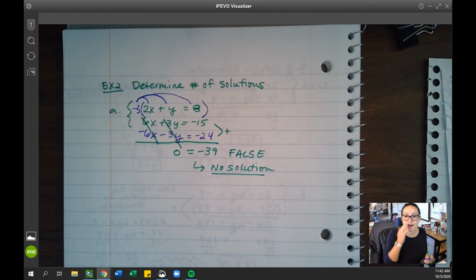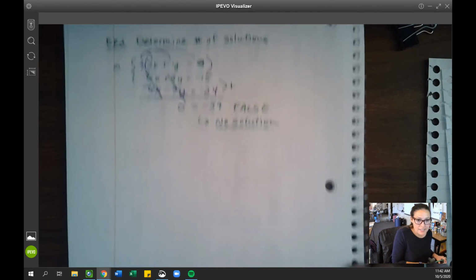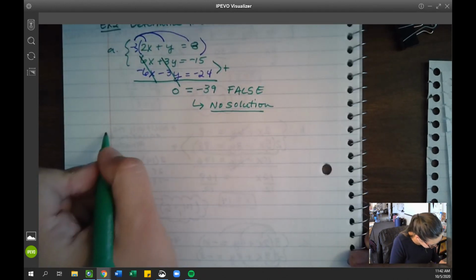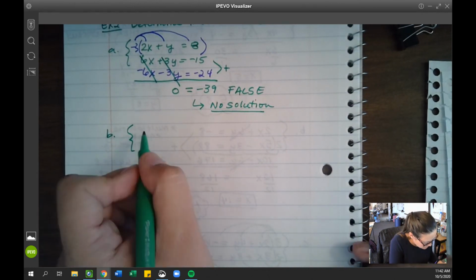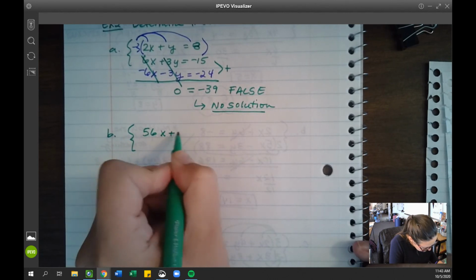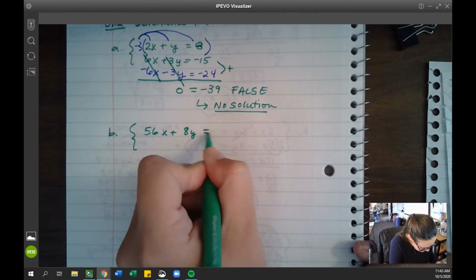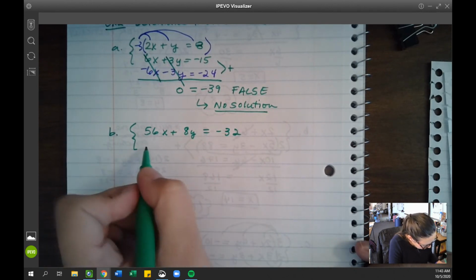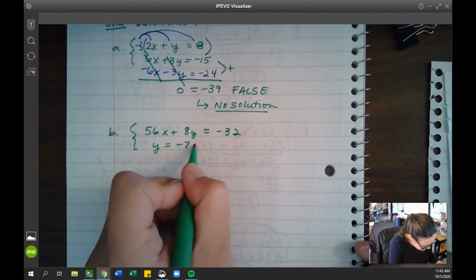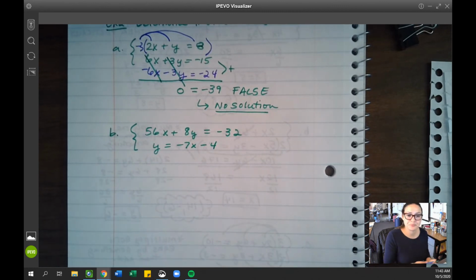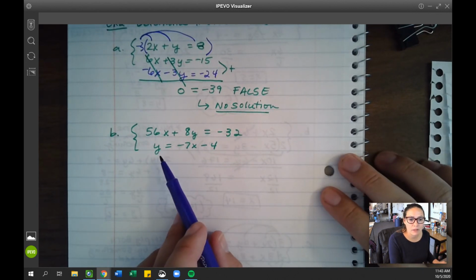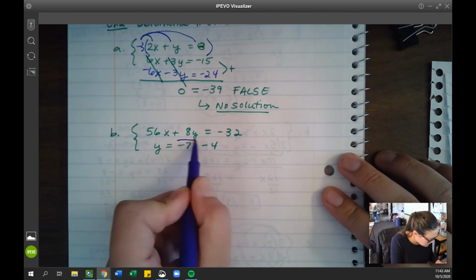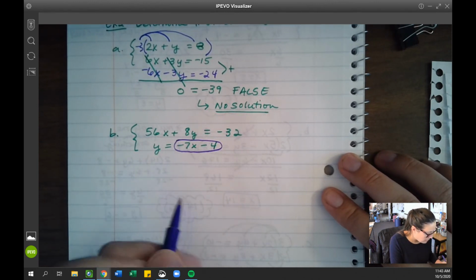All right, let's look at a scenario where you might have infinitely many solutions, so you know what that looks like. And we'll do a little review of substitution. So let's say I have 56x plus 8y equals negative 32. And let's say I have y equals negative 7x minus 4. Okay, so this system is set up for substitution because we have a variable that is indeed all by itself. And what is y equal to? It is equal to negative 7x minus 4.